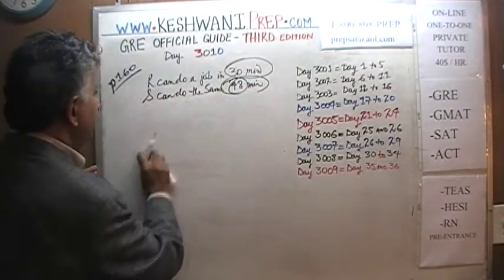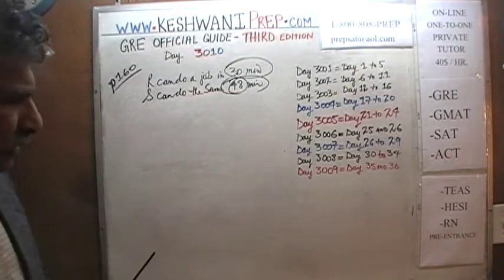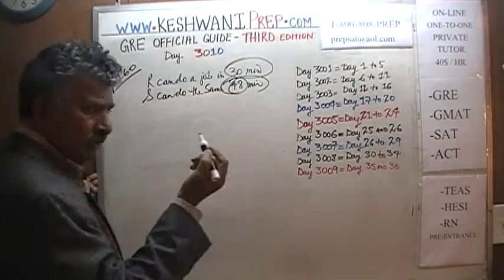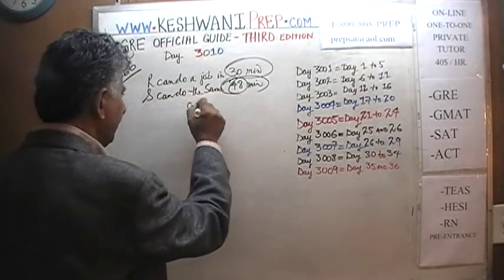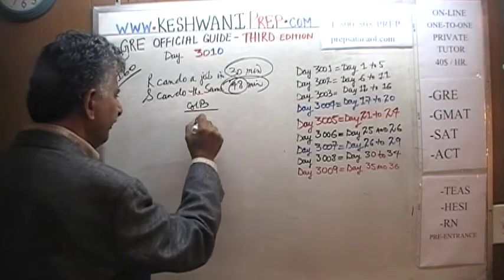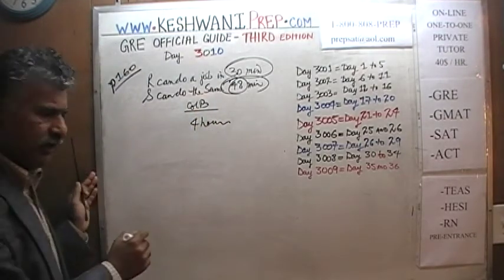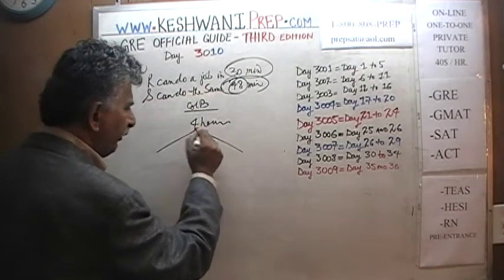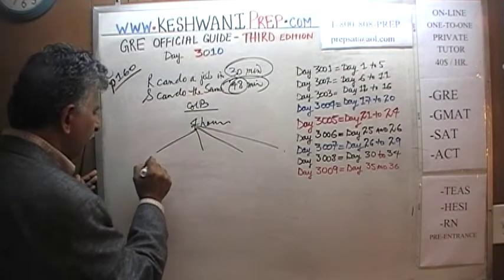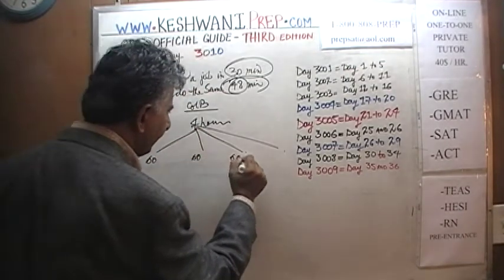There is actually another little tricky way, if you're interested. The other guy, we're talking about the second guy, the column B guy, and we were told that he has 4 hours. This is just a quick and dirty way. Let's divide up the 4 hours into 60 minutes, 60 minutes, 60 minutes, and 60 minutes.